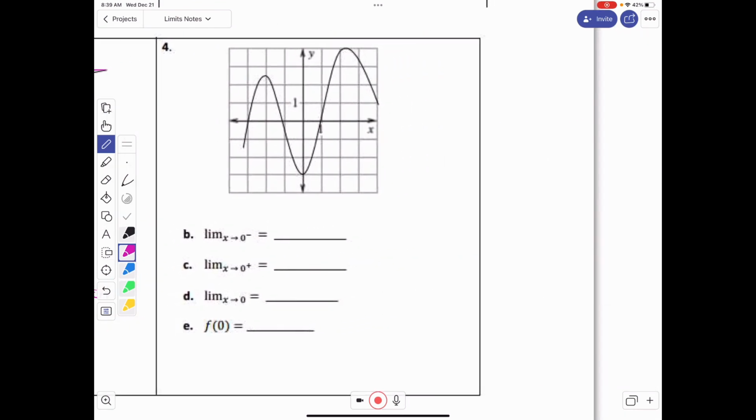Okay, so on this one, the limit as x approaches 0 from the left. So if we just start and go from the left, right there, that would be -3. As we approach 0, so part C here, as we approach 0 from the right, so we're going from this side, again, that's also going to be -3. So on D, as we approach from either side, these are the same, so that would also be -3. And then f of 0, well, even though it doesn't have a big point right there, it's not an open circle, that would also be -3.